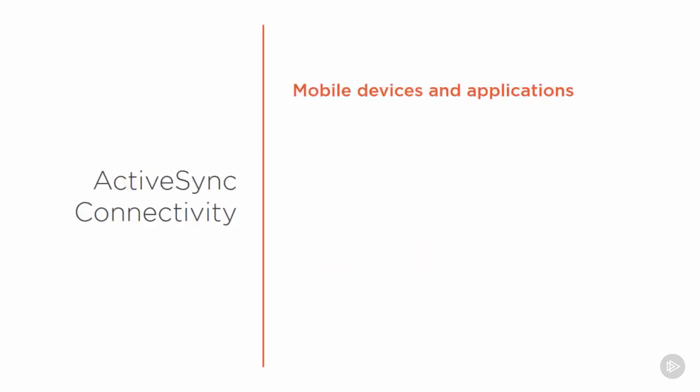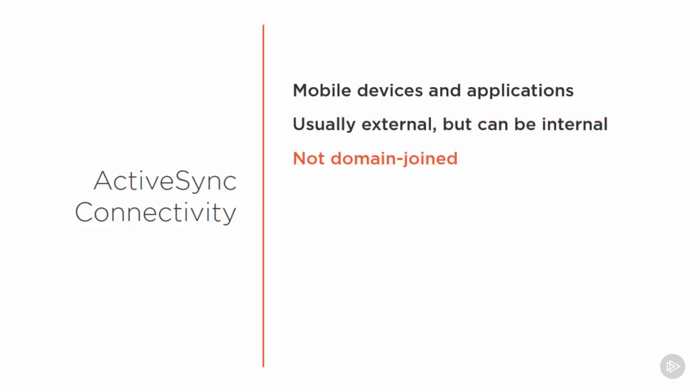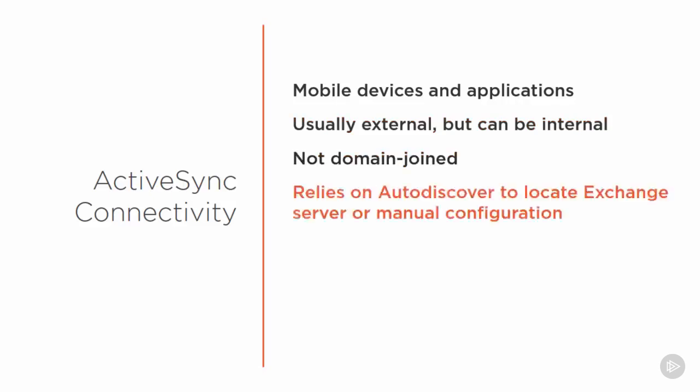ActiveSync connectivity is used by mobile devices and mobile applications. Usually they are connecting from outside of the network, but there's no reason that they can't also connect from inside the network, such as a corporate wireless network. Typically the devices are not domain joined, and they rely on AutoDiscover to locate the Exchange server, or you'll need to do manual configuration of the email options on the devices.